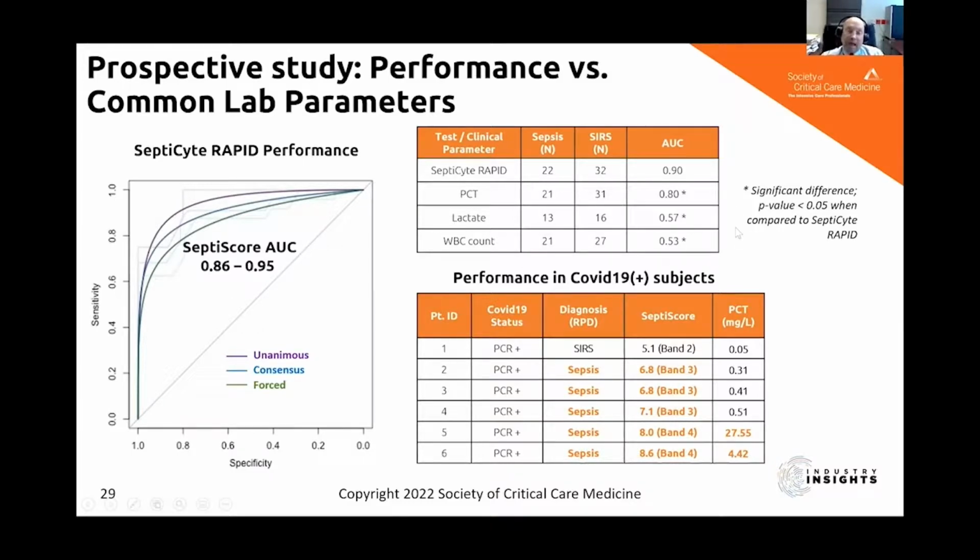In the recent application of the SeptiCyte RAPID to patients with COVID-19, not all patients with COVID-19 manifest as a sepsis picture. And here you can see from these 6 cases that the patient who manifested a systemic inflammatory type condition without an infection had a band 2 SeptiScore, whereas those who had more clearly defined sepsis were in band 3 or band 4. And looking at how procalcitonin would perform in these scenarios, procalcitonin performed well in the band 4 patients, but clearly did not pick up the band 3 patients.